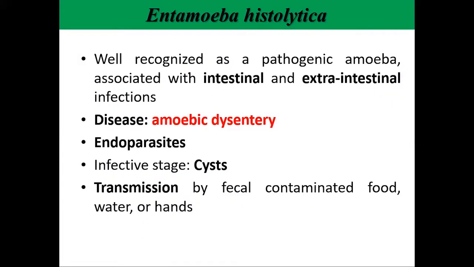This Entamoeba histolytica is a well-recognized pathogenic amoeba associated with intestinal and extra-intestinal infections. Later, we will see what is meant by intestinal and extra-intestinal diseases. They can cause the disease known as amoebic dysentery and they are endoparasites. The infective stage is the cyst.